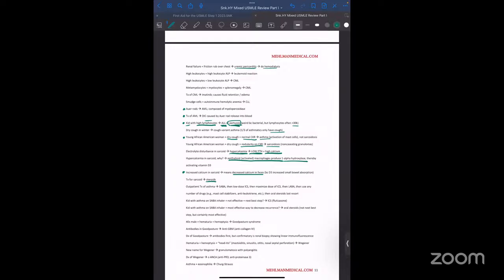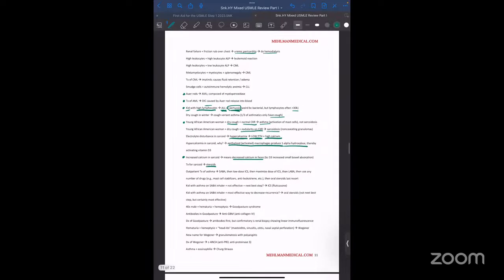Outpatient treatment of asthma is SABA, then low dose ICS, then maximized dose of ICS, then LABA. Then use any number of drugs: mast cell stabilizers, anti-leukotrienes, etc. Then oral steroids are the last resort. Kid with asthma on a SABA inhaler that's not effective, next best step is inhaled corticosteroid, fluticasone. The most effective way to decrease recurrence is oral steroids. It's not the next best step, but certainly the most effective. Okay.